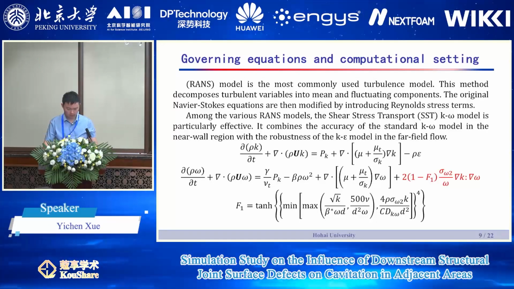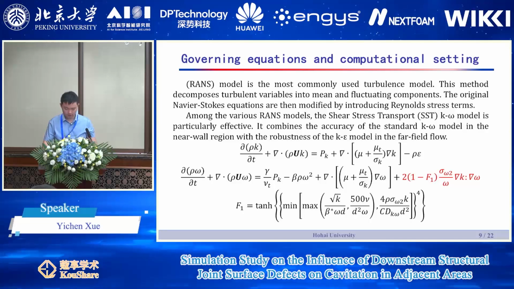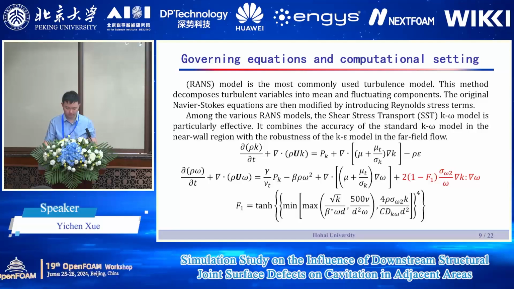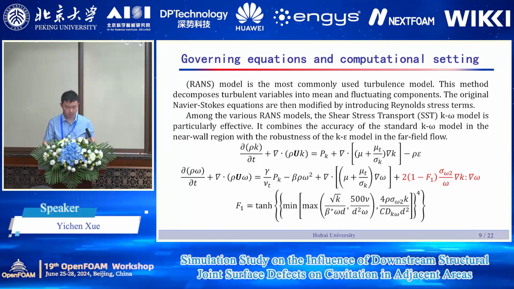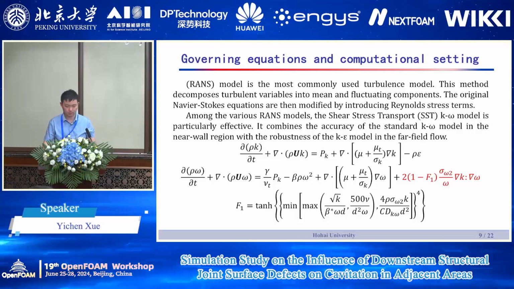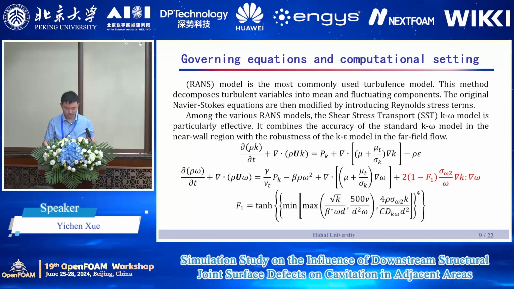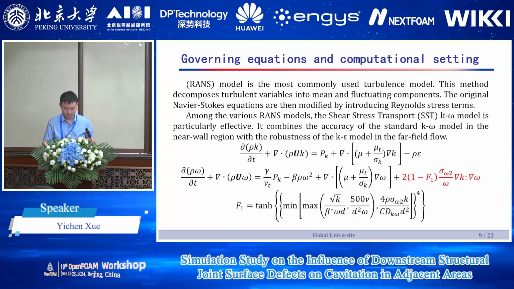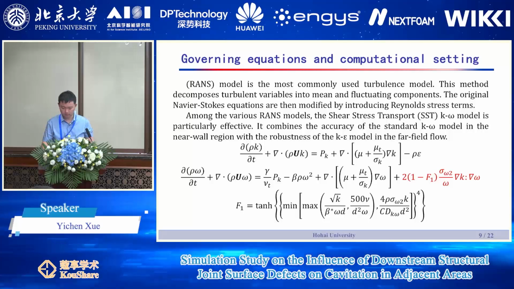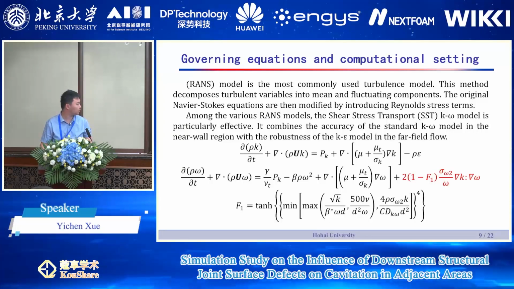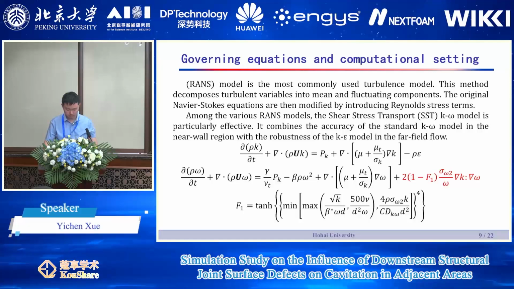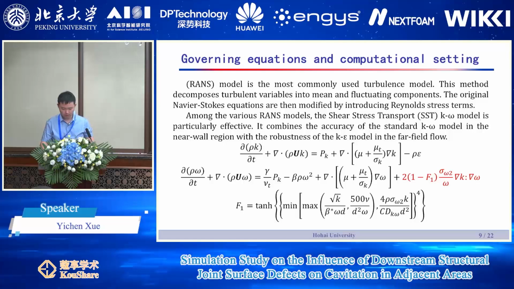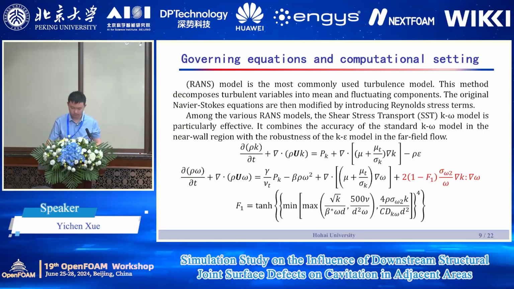Now we talk about the turbulence model. The shear stress transport k omega model is particularly effective. It combines the accuracy of the standard k omega model in the near-wall region with the robustness of the k epsilon model in the far-field flow. This makes it suitable for handling turbulence separation, reattachment, and high strain rate flows. The red front part is the blending function F1. When it takes a value of 1 in the near wall region, it is the k omega model. When it takes a value of 0, it is the k epsilon model.